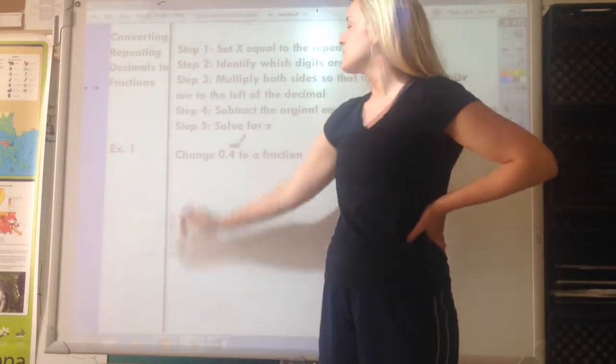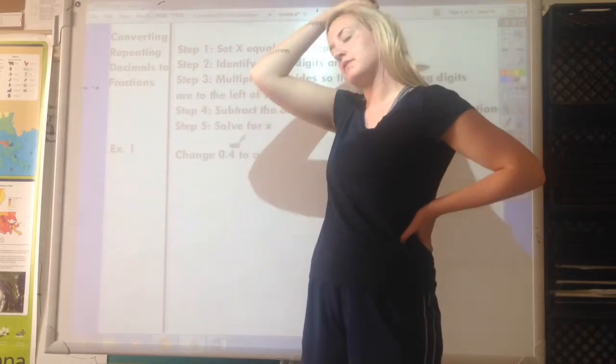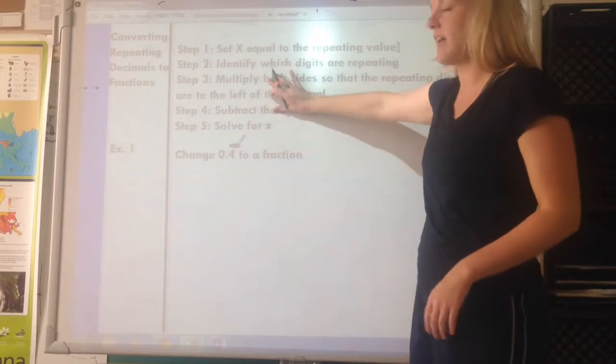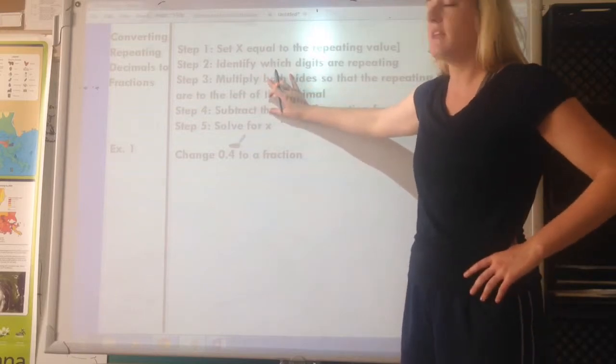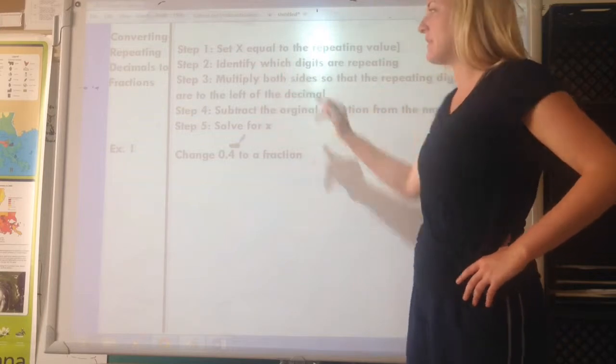On your notes page, go ahead and draw your line and then write "converting repeating decimals to fractions" in the left-hand corner. I don't want you to take any notes for this slide, I just want you to pay attention. This is a pretty complex process, but it's super simple once we break it down.